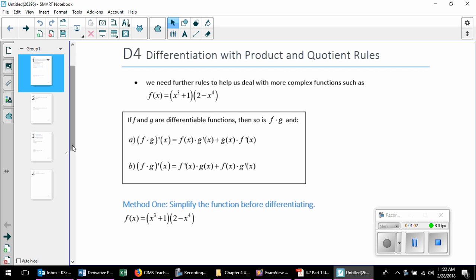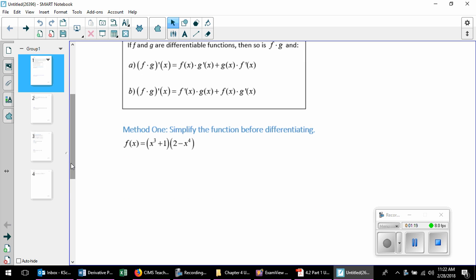Product rule is going to change. So you would take the original function, times it by the derivative of the second function, and then add the original second function times by the derivative of the second function. Got it? No. It's okay. We'll work through it. So easy peasy.